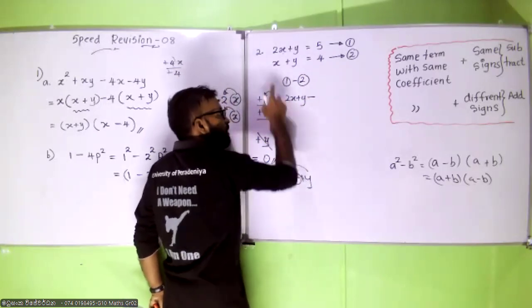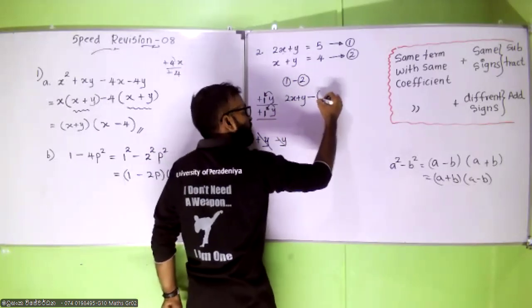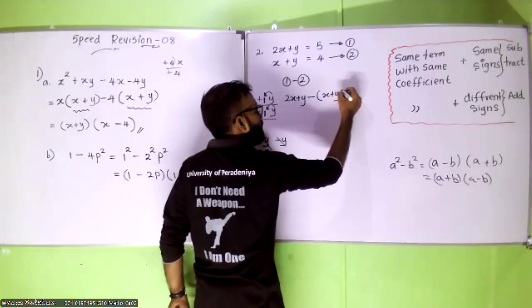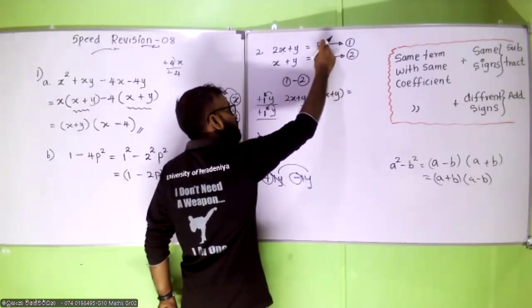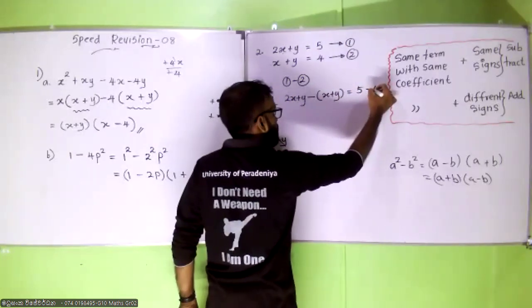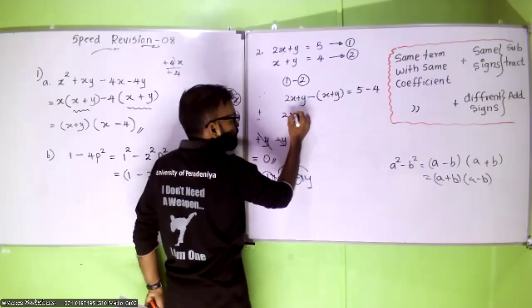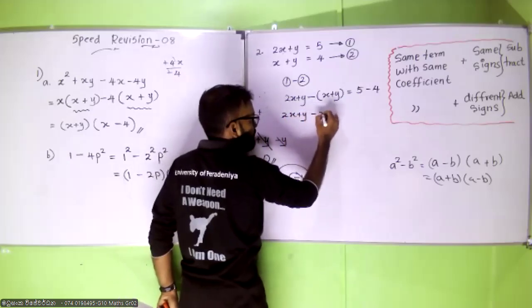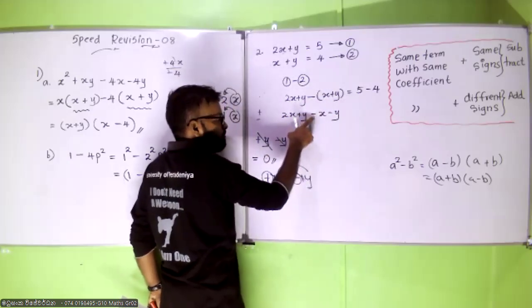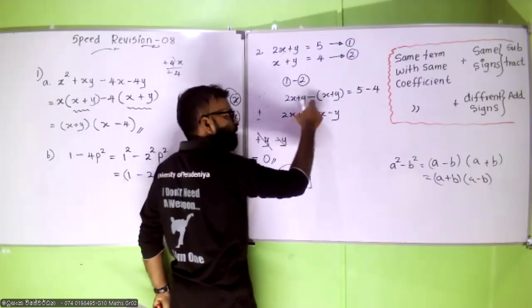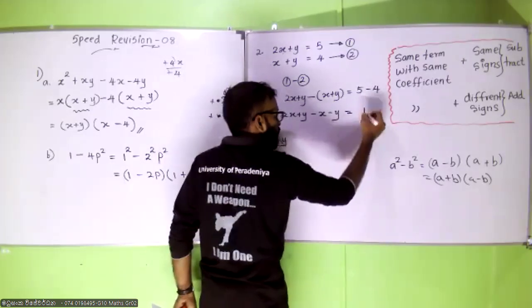1 minus 2. Because this is an expression, I have to use brackets. And when I go to the right hand side, 5 minus 4. Now I can simplify this one. 2x plus y minus x minus y. Minus into positive is negative. 5 minus 4 is 1.